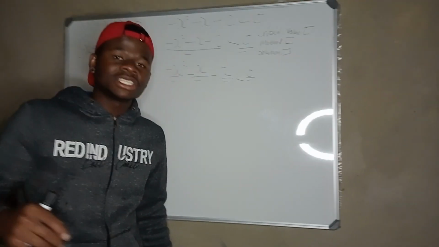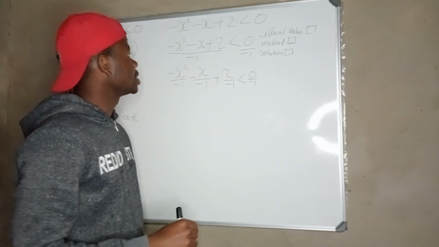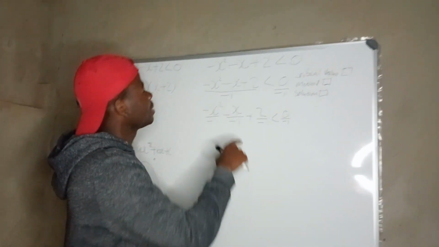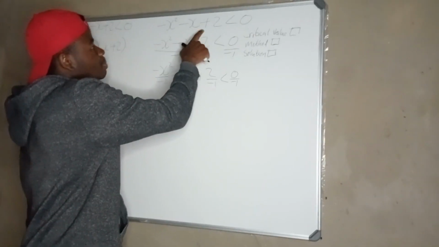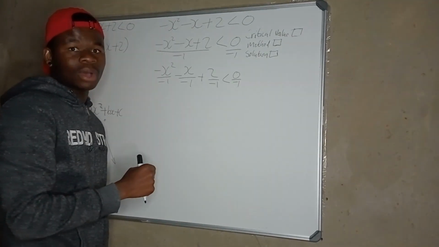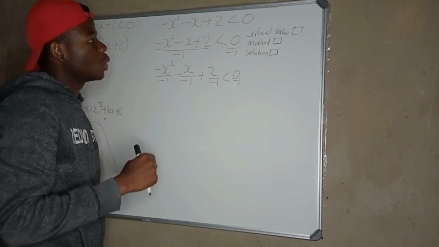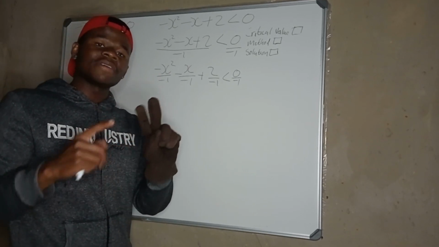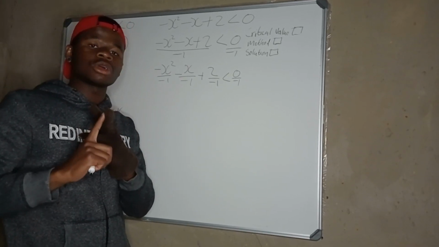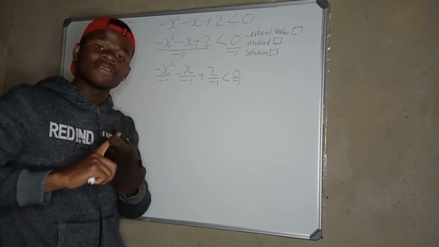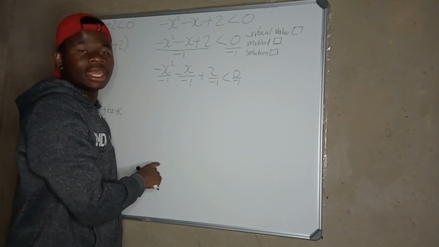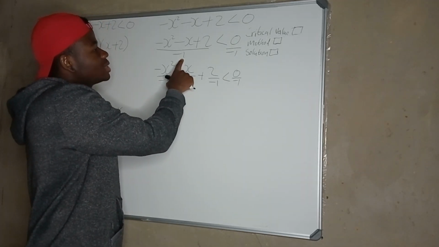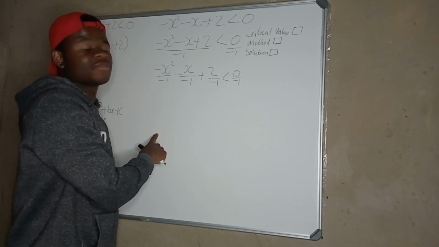Let's go back to the question. If I'm given such an equation, negative x squared minus x plus 2 less than 0, I'm going to show you the first method and the second method. Right now we are going to do the first method. Because we have a negative on our a, we are going to divide by a negative 1.